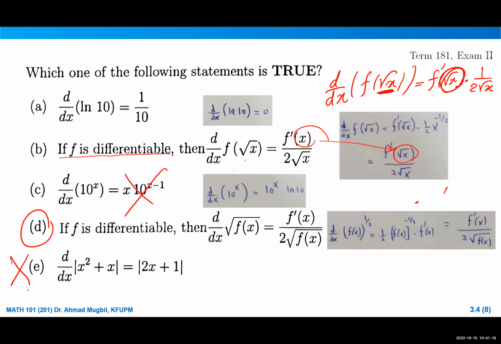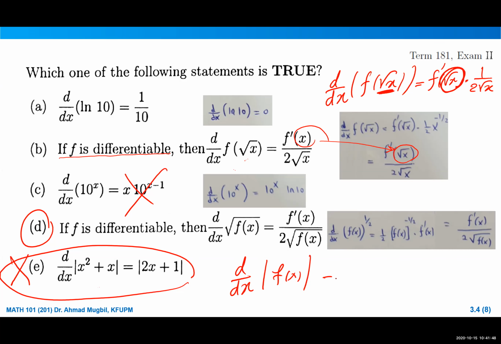Why is this one false, ya shabab? Who can tell me why this is false? There is only one true. No, this is not an answer. I can give you just this question and ask you to tell me why this is not true. What will you say? Because it is not differentiable. In general, the derivative of the absolute value is not the absolute value of the derivative. This is in general. So this is always not true.